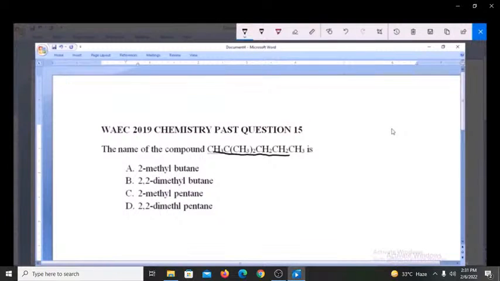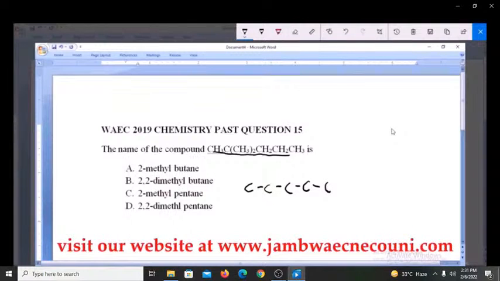2,2-dimethylpentane. Now, in order to name the compound properly, you will need to represent or rewrite this structure in a better form that will enable you name the compound. Now, to write that structure, first you count the number of carbon atoms you have in the main structure. So you won't count this one in the brackets, just the one outside, the carbon atoms you have outside. So you have 1, 2, 3, 4, 5 carbon atoms. So you write it this way: 1, 2, 3, 4, 5 carbon atoms. So you have 5 carbon atoms here.